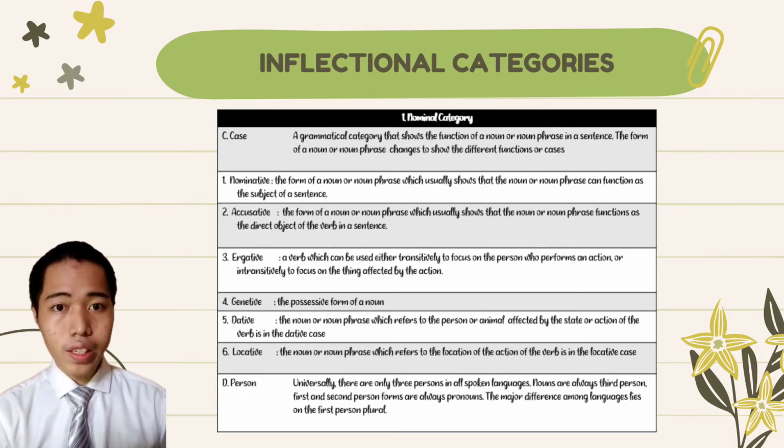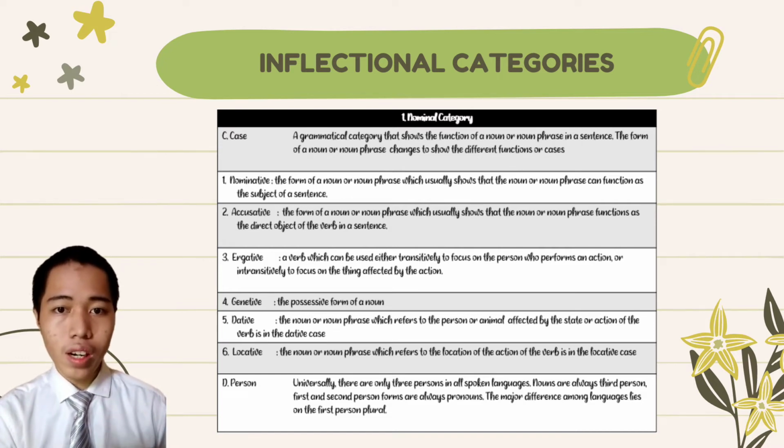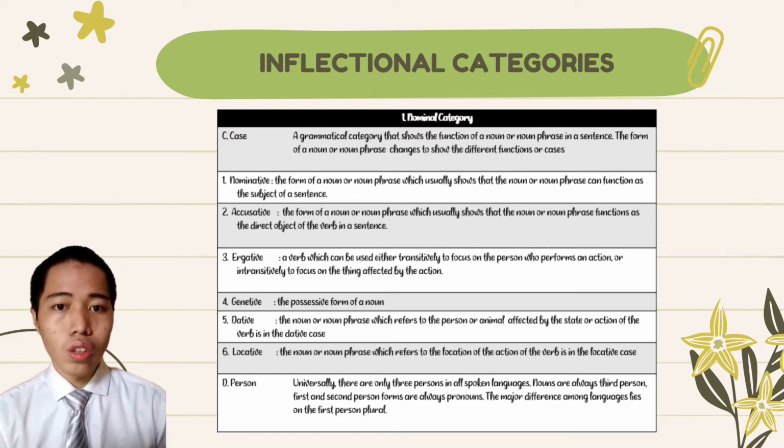The third form is ergative, a verb which can be used either transitively to focus on a person who performs an action, or intransitively to focus on the thing that is affected by the action. The fourth form is genitive, the possessive form of a noun.